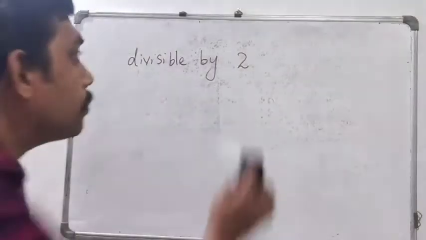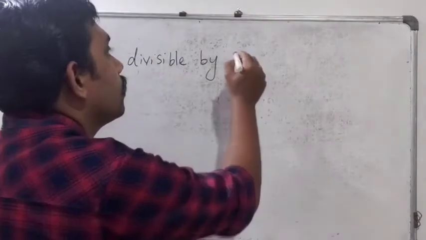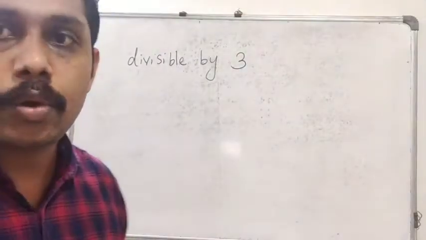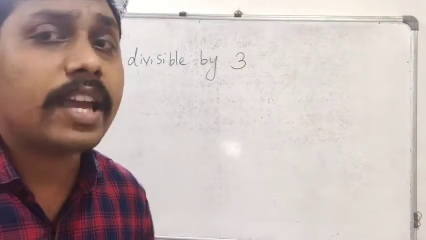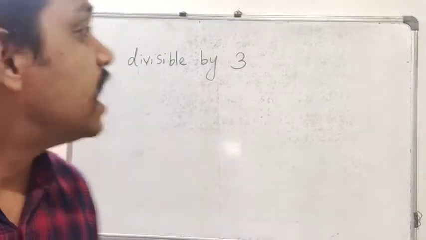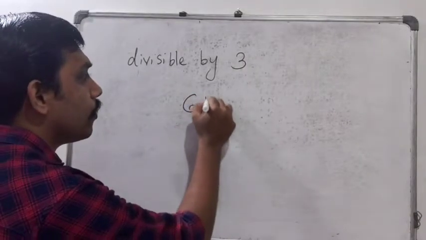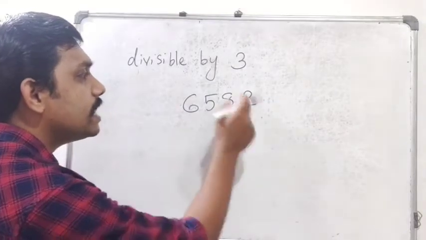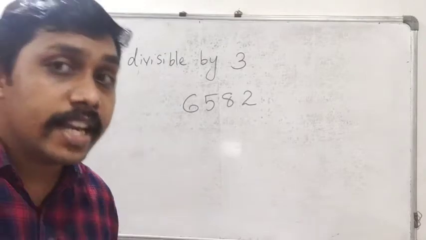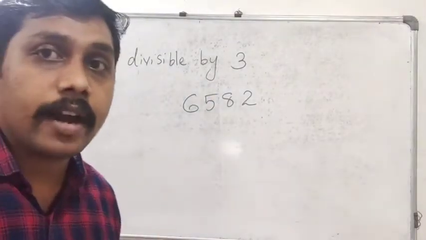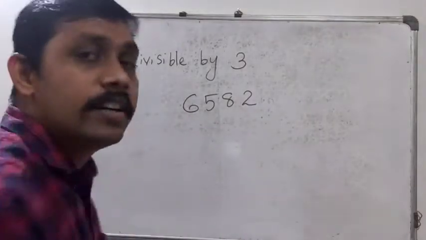Now, divisible by 3. The numbers we can divide by 3. We know that the multiples of 3 can be divided by 3. If we are given a large number, I am going to give an example, 6582. Can this number be divided by 3? We need to find that. For that we have to add the given digits.